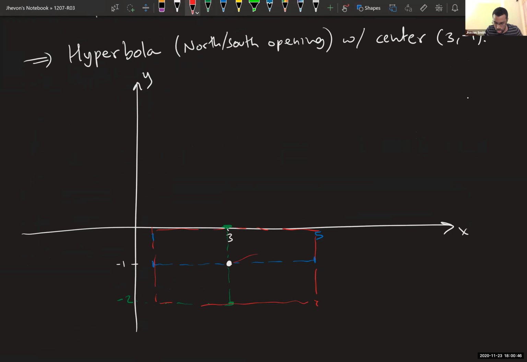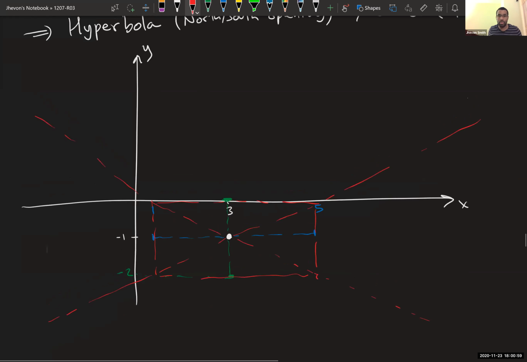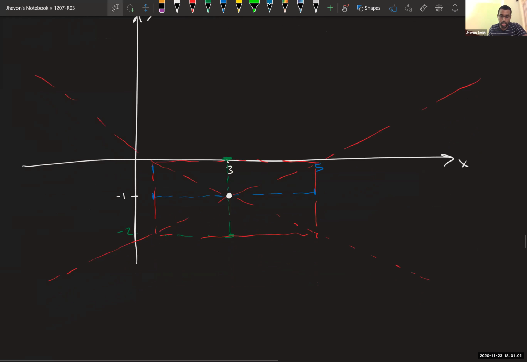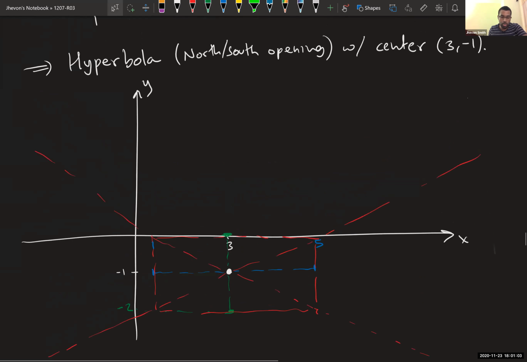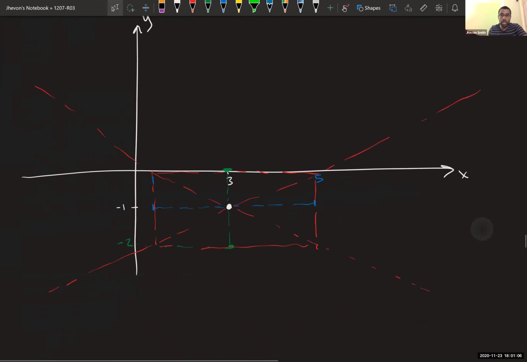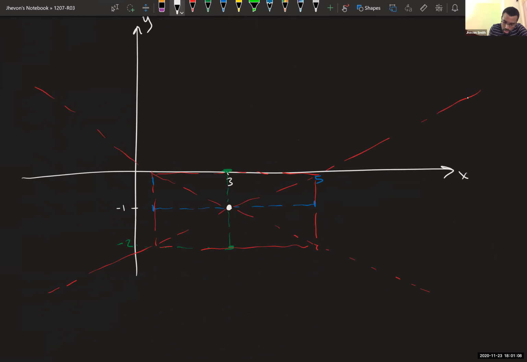And from that box, I'm going to now generate asymptotes going through the diagonals. I'm drawing these in broken lines because they're just the skeleton. They're not really a part of the graph. They're just going to be a guide to sketch the graph. Now, because the y was the positive square, it's going to open in the y direction. So the vertex is going to be on the vertical axis, and it's going to open like so.